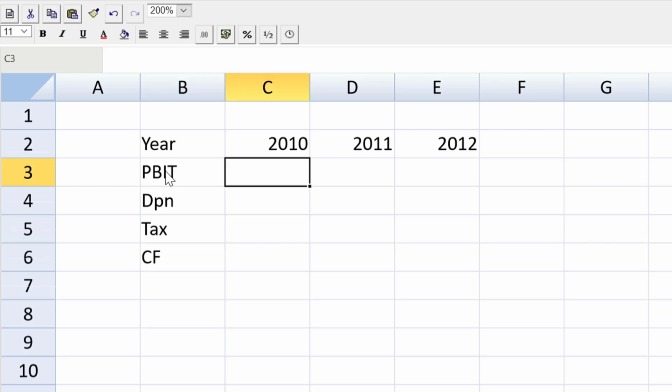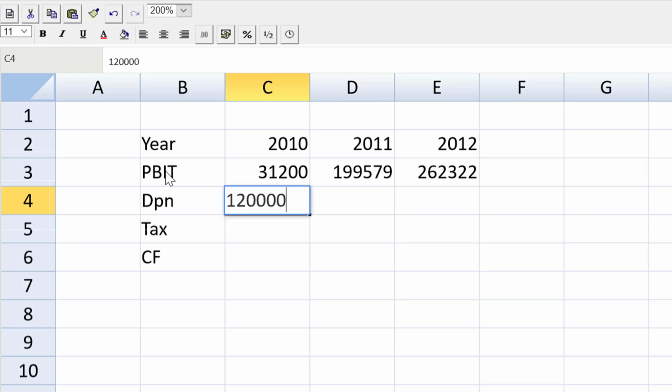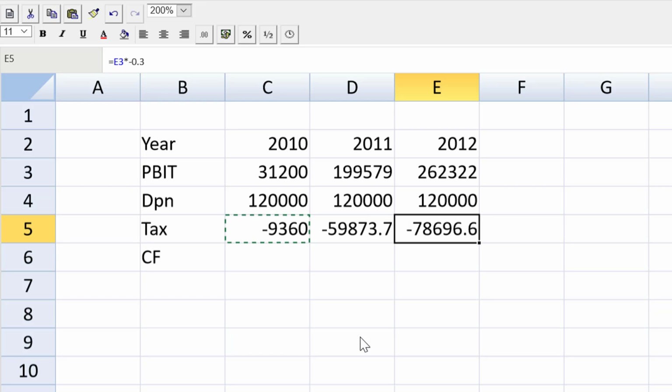Okay. So it's just a matter now of pulling those profits from the question: 31,200, 199,579 and 262,322. Depreciation, we will add back, and that is 120,000 per year. So I can just do a little copy, paste, paste. Now, our tax rate is 30%. So we will get that profit before interest and tax line, which will be equal to profit before interest and tax, multiplied by a negative 0.3 to show that tax rate. And we can now just copy, paste, paste using the Windows functionality of Control C, Control V.